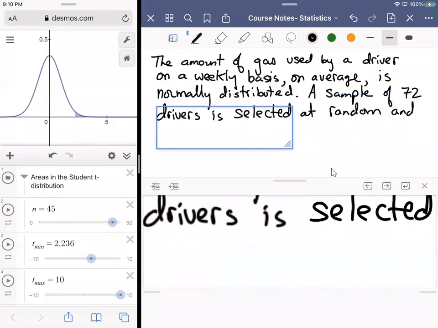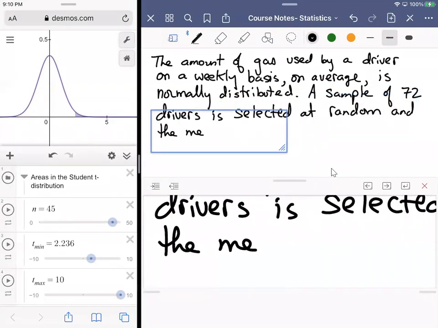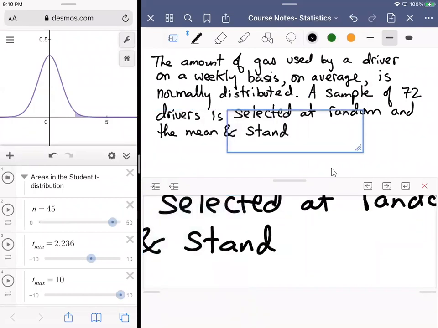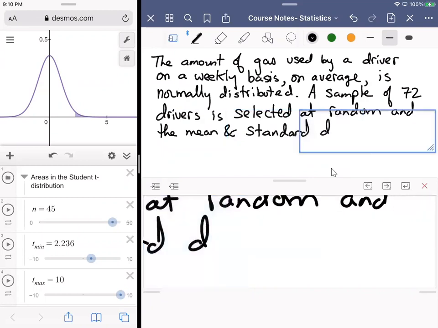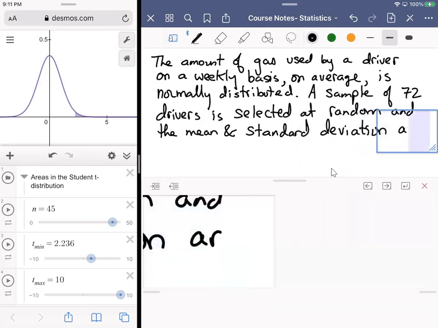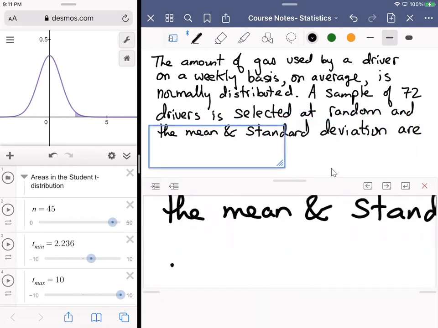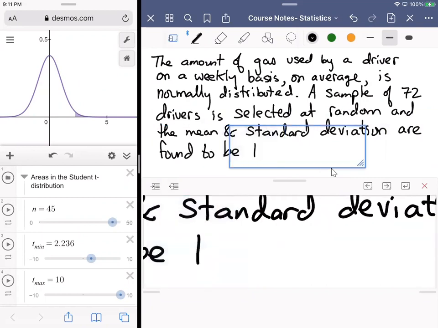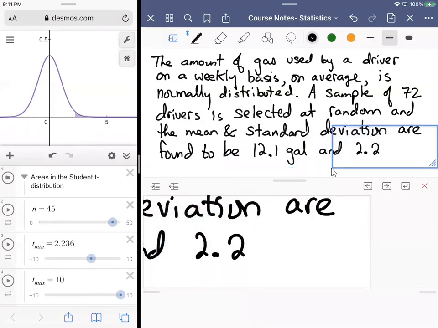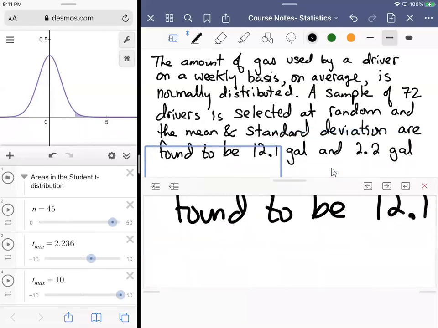And the mean and standard deviation are determined, or I'll say found, to be 12.1 gallons and 2.2 gallons, respectively.